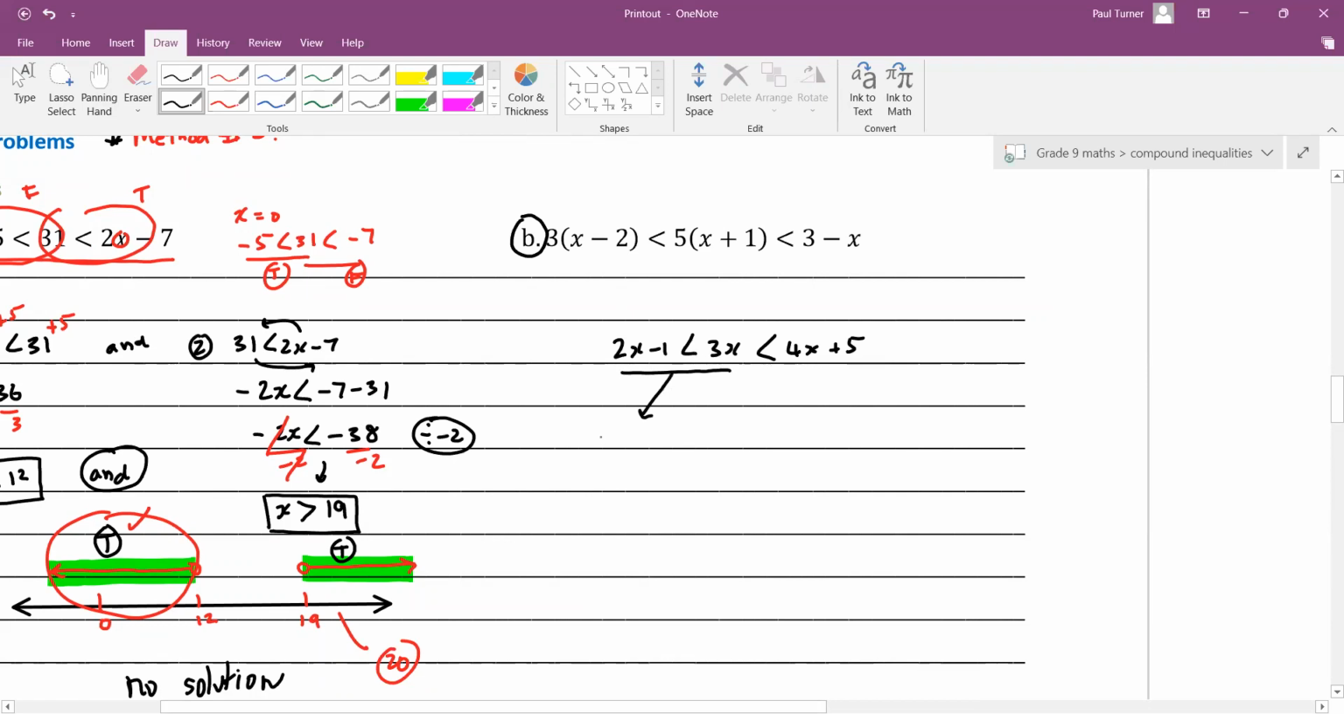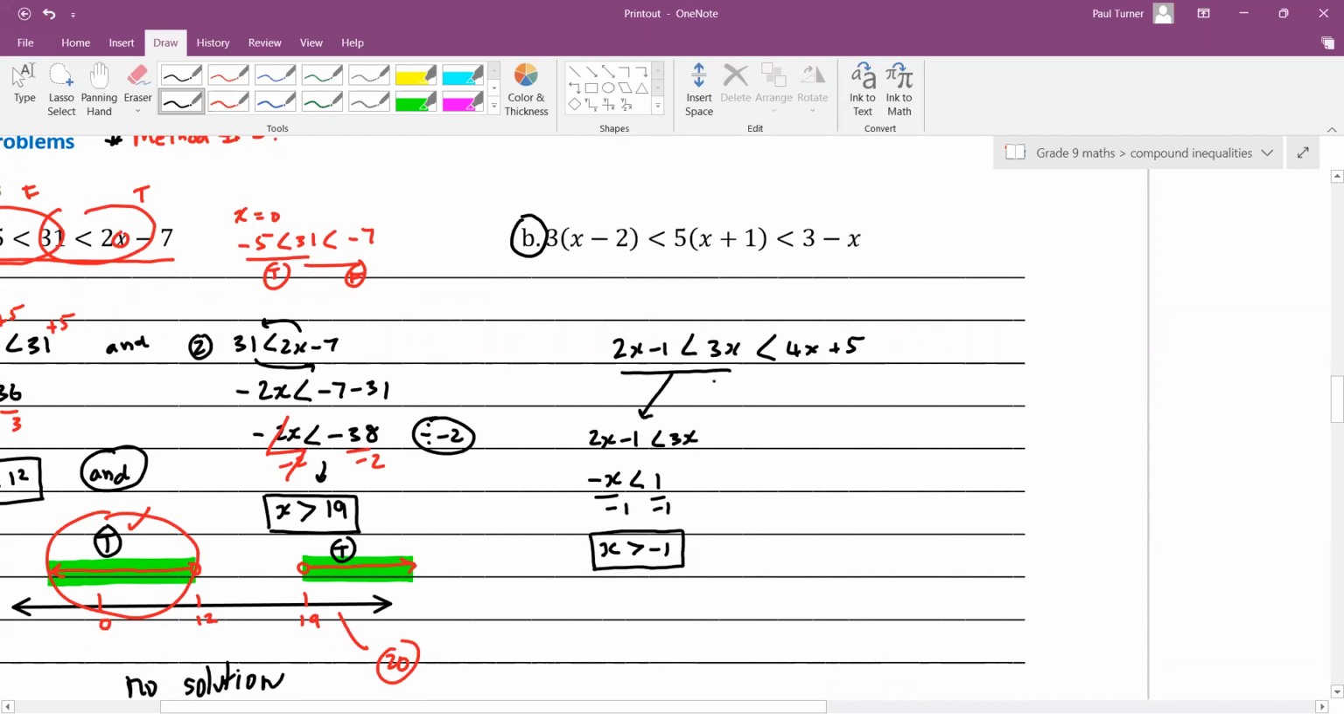So you write this one first. So 2x minus 1 less than 3x. So put your 3x on the other side to give minus 3x. So you get minus x less than 1. Okay, I've just rearranged it, that's all. Now we divide by -1. So x will be greater than -1. That's your first bit there.